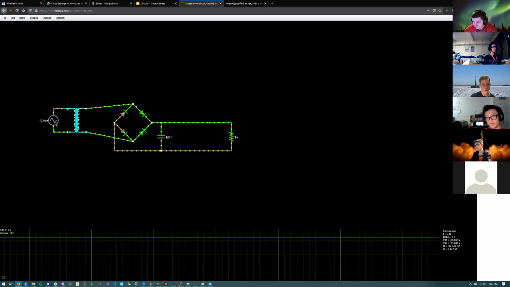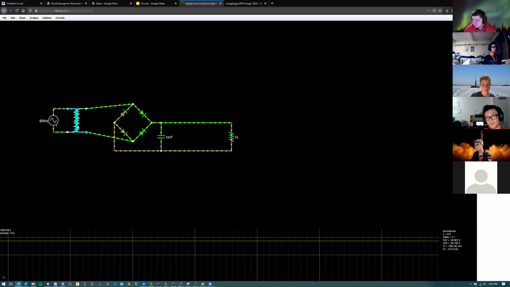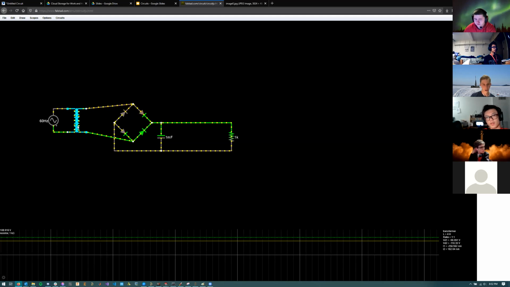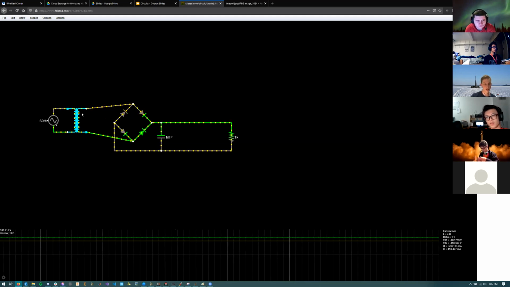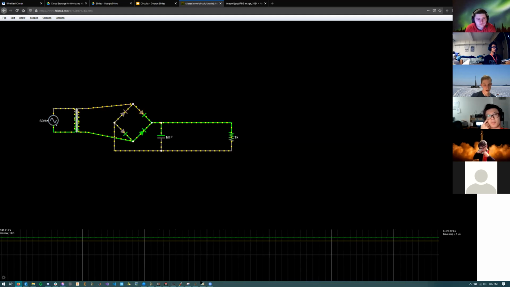So that core is basically a wire for a magnetic field. So what a transformer allows you to do is electrically isolate two circuits.